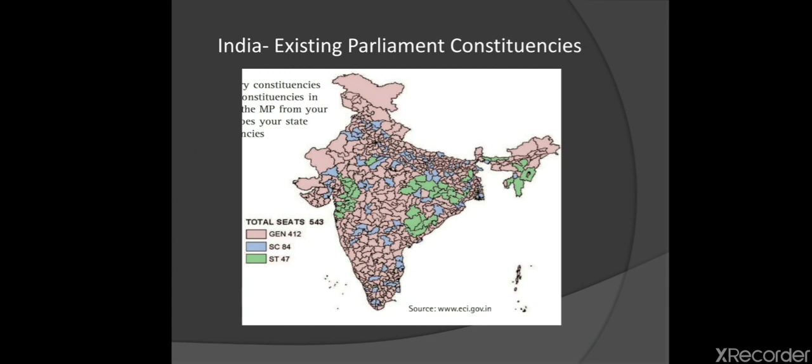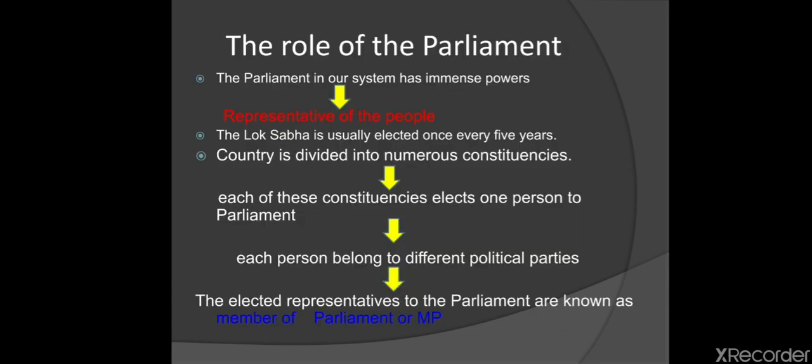Out of this, general are 412, scheduled caste are 84, and scheduled tribes are 47. They are divided into different parts. A constituency is a group of areas or a group of voters in a specified area who elect a representative to a legislative body. So first of all, you should know the country is divided into numerous constituencies. As I told you, the whole of India is divided into 543 constituencies, plus 2, which I will tell you about.